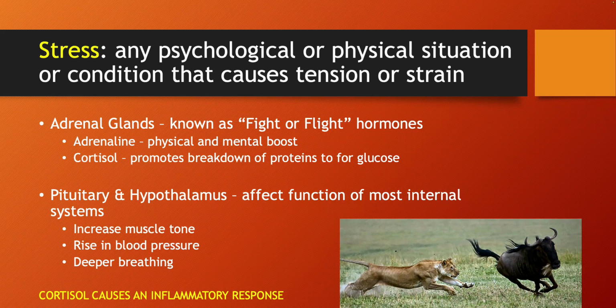All right, so when we are in fight or flight, our pituitary gland and our hypothalamus also start kicking in. And these two things in the body affect function of the most internal systems. So fight or flight, pumping out hormones. This is going to increase your muscle tone, raise your blood pressure. So you need that blood pressure to raise so that you're getting the blood and the oxygen to those muscles so that you can perform, right? And then you tend to breathe deeper because you also need to bring in the oxygen that you're using.